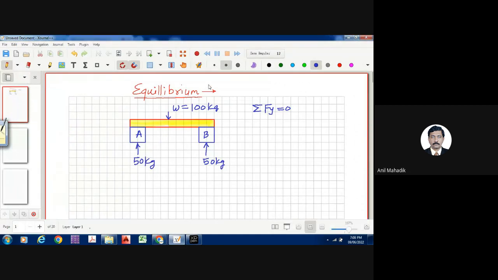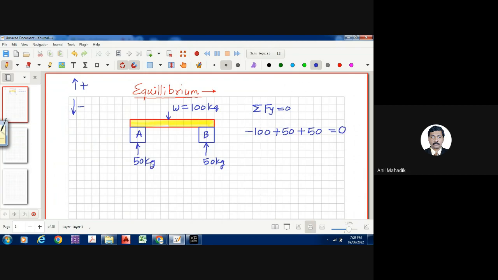So sigma Fy is equal to 0. If I want to write this equation, generally downward is negative and upward is positive, as far as mathematical calculations are concerned. So this 100 is minus 100 as it is downward. Then this is plus 50, and this is again upward, plus 50. And how much will this value be? 0, right? So this we call vertical equilibrium as far as this problem is concerned.